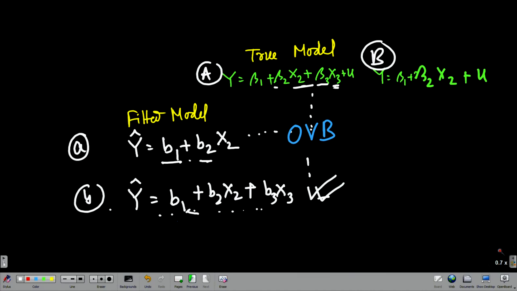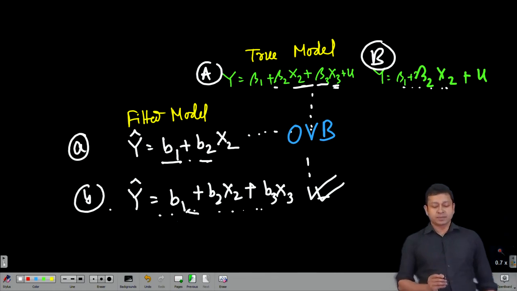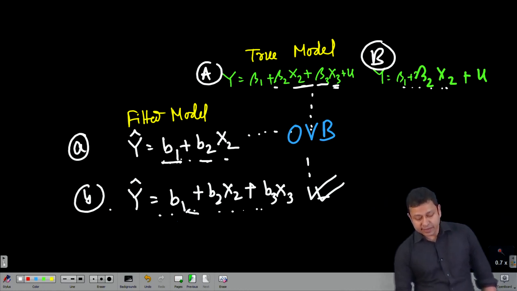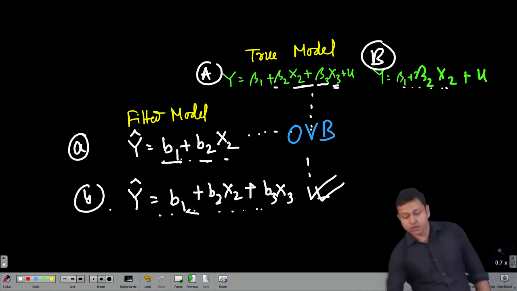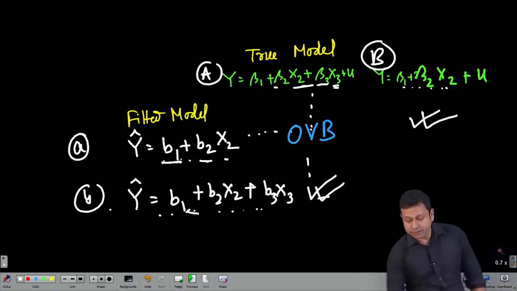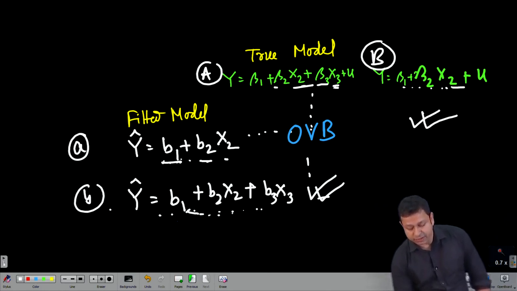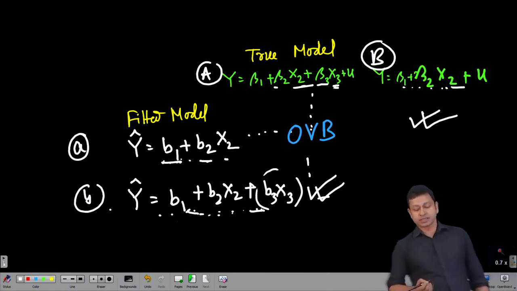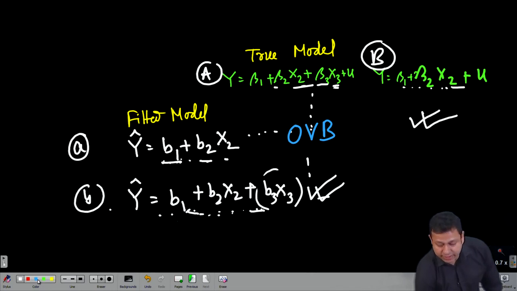On the other hand, let us say the true model is this, where y is only explained by x2 and there is no x3 component present, and the student has got the model b1 plus b2 x2, so exactly one explanatory variable, x2. In this case the model fitting is correct. On the other hand, if this is the true model and a student has ended up fitting this model, then he has included a component which was irrelevant. So this is a case of inclusion of an irrelevant variable.